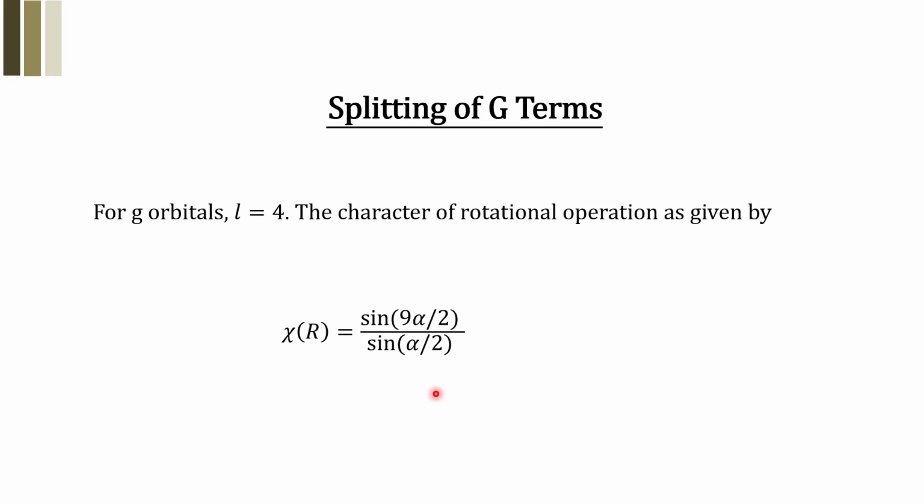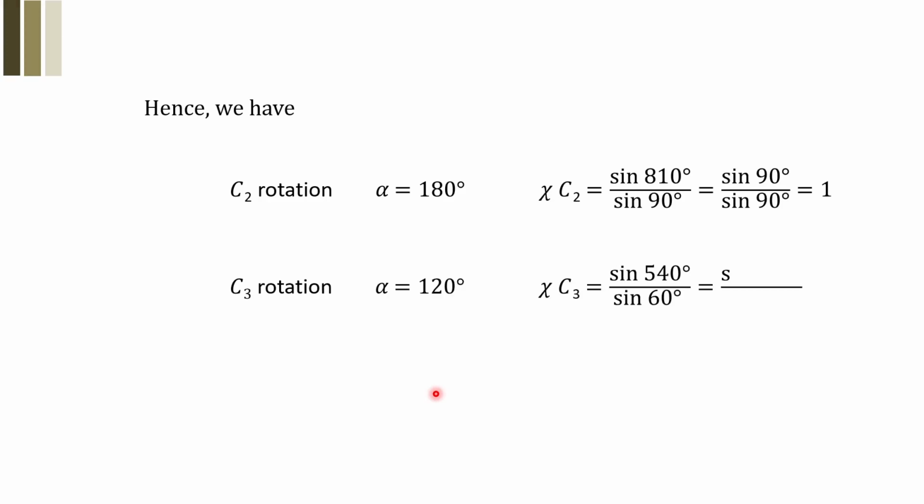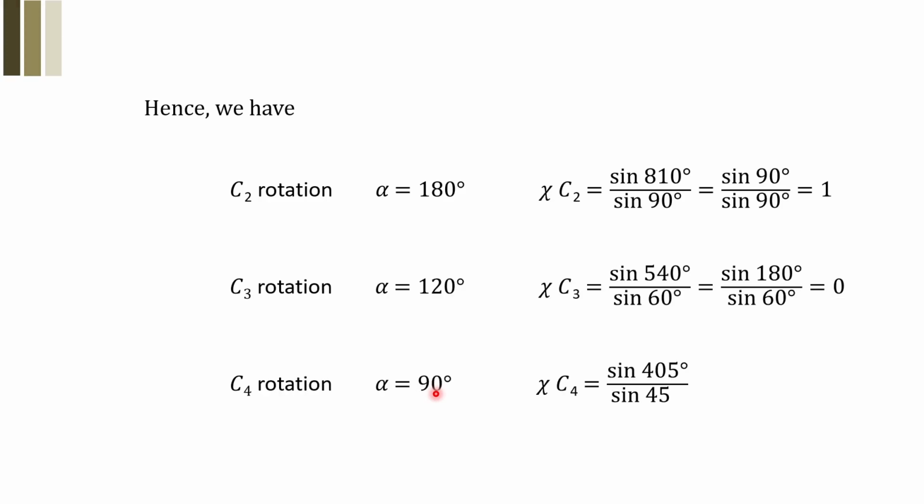And once we have this expression, what we need to do is again put in the various values of alpha, including 180 degrees, 120 degrees and of course 90 degrees for C2, C3 and C4 rotations, which yields the values of 1, 0 and 1 respectively.